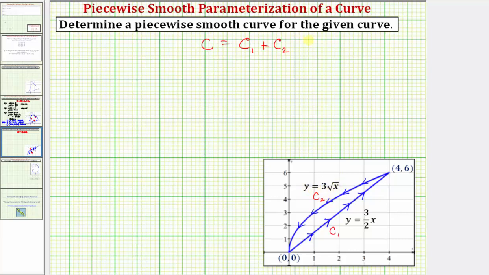To determine a piecewise smooth curve, we want to write parametric equations for C sub 1 and C sub 2. Let's first focus on C sub 1. Again, looking at the orientation, notice how the x values go from 0 to 4. So let's let x of t be equal to t, where t is on the closed interval from 0 to 4, and therefore y of t is equal to 3/2 t.